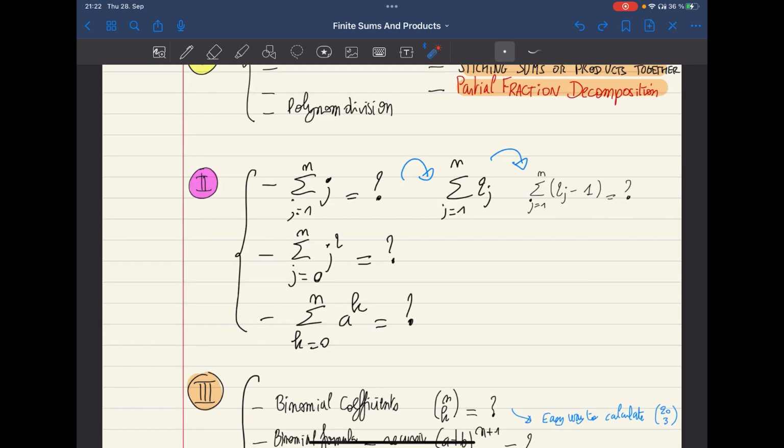We have also three kinds of sums to remember, which are important sums. If you remember them now, you can just pause the video and fill in the gaps.